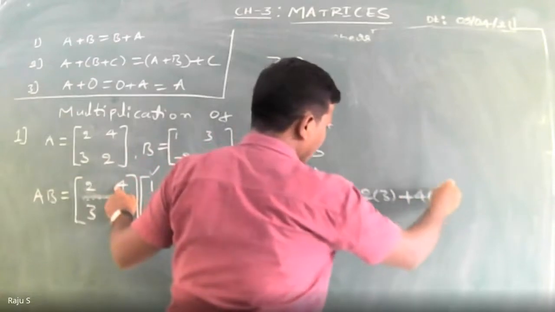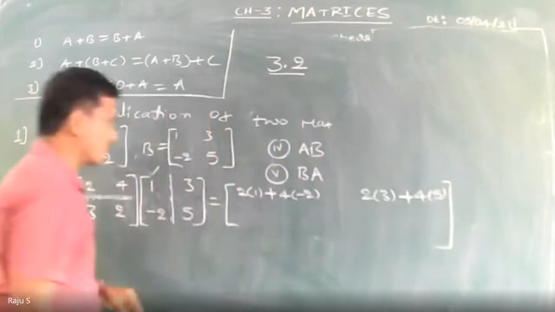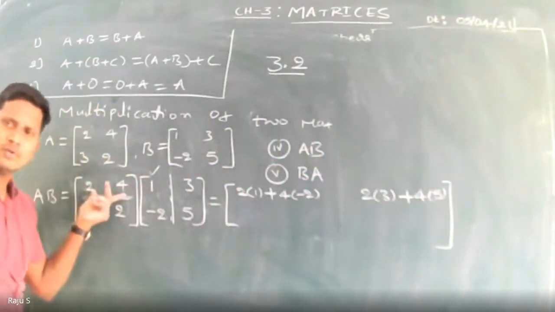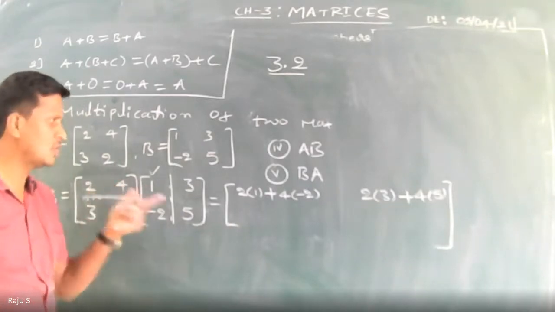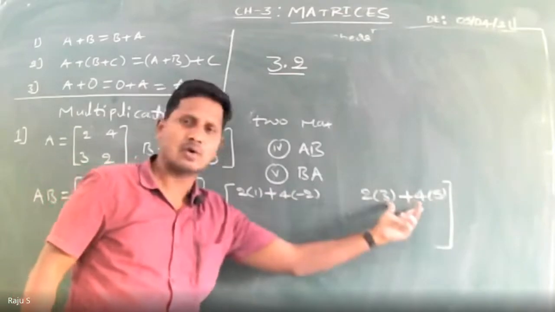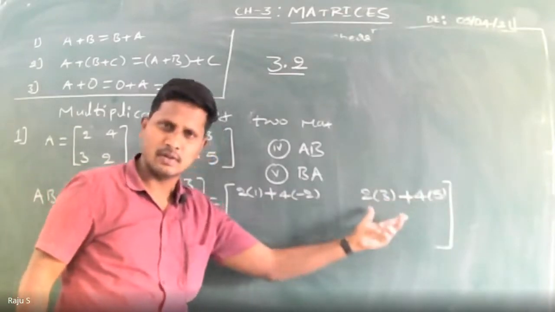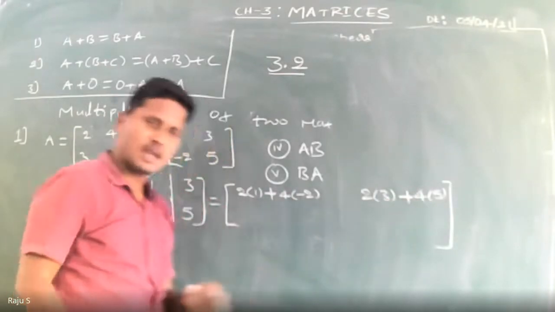Right. So whenever you use the first row of the first matrix, we are going to get the values of the first row alone. First row. Next, what about the second row?